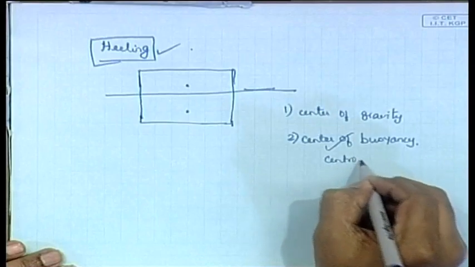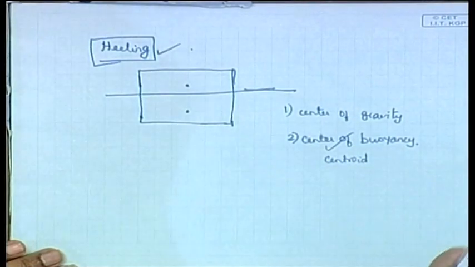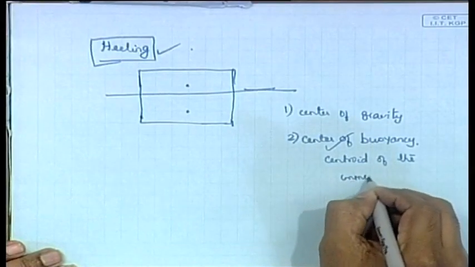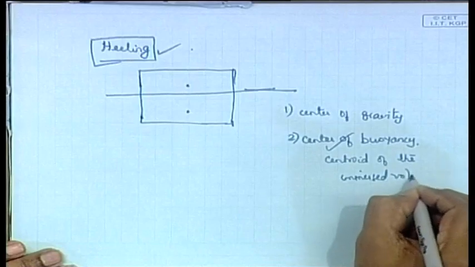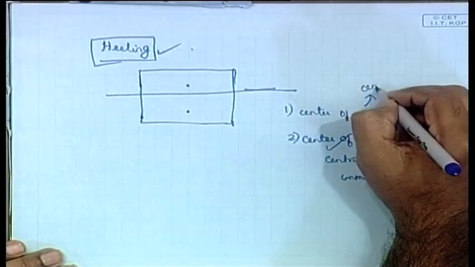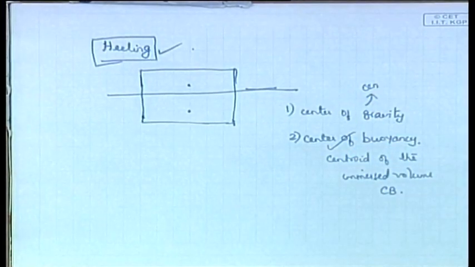Now, just like that you have an immersed portion of the hull, there is a volume there. The centroid of that volume is called the center of buoyancy. Centroid of the immersed volume, not the whole volume. This is of course the centroid of the mass. The center of gravity has nothing to do with the submerged volume, it is the total mass, the total weight.